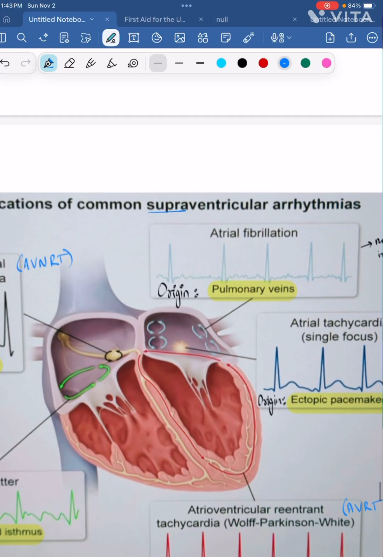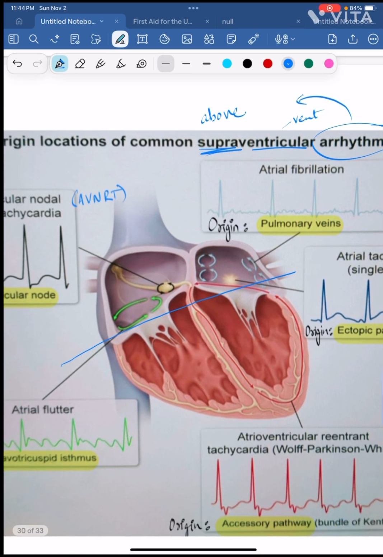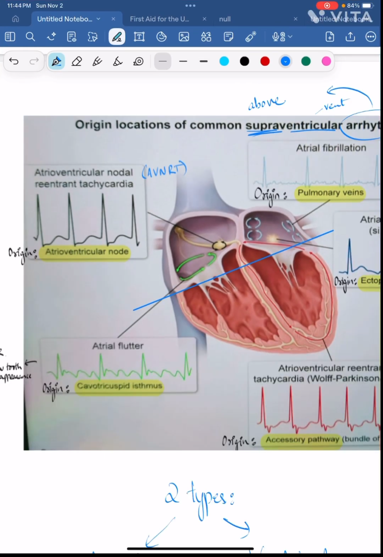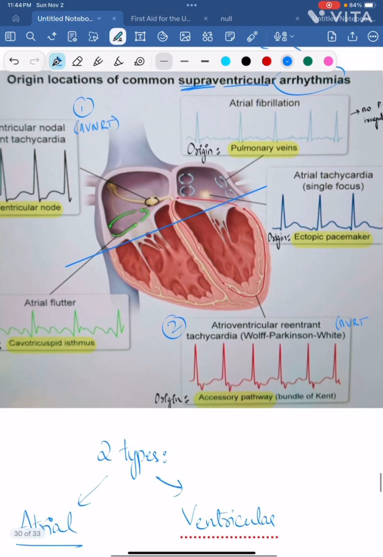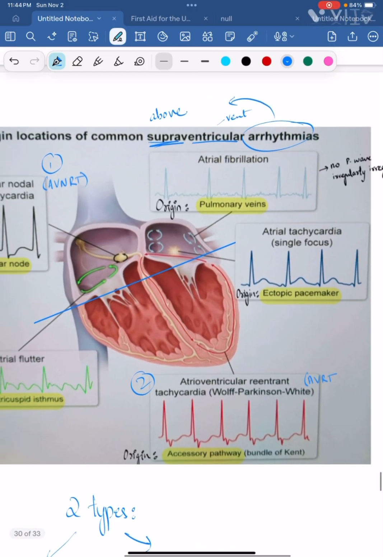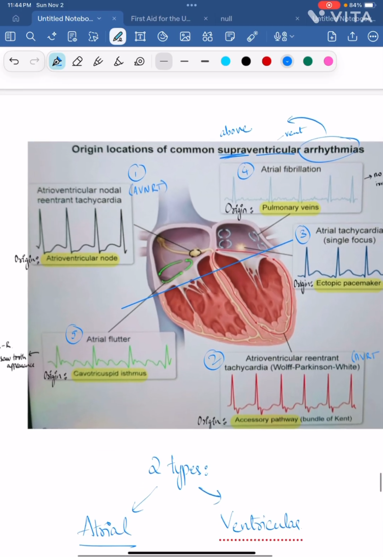So what does this mean? Supra means above, right? Supra means above and ventricular means ventricles. So the arrhythmias which originate above the ventricles, above this point, those are supraventricular. These supraventricular arrhythmias are basically classified into 5 different types. One is AVNRT, another is AVRT, another is atrial tachycardia, which can be single focus or multifocal atrial tachycardia. Another one is atrial fibrillation and another one is atrial flutter. So we have 5 different types.